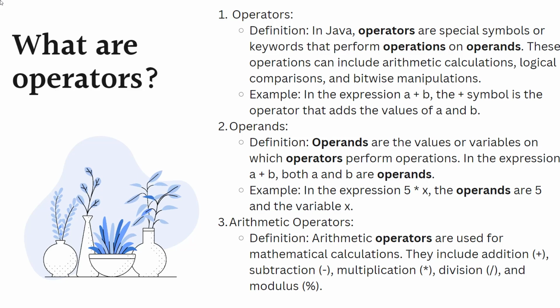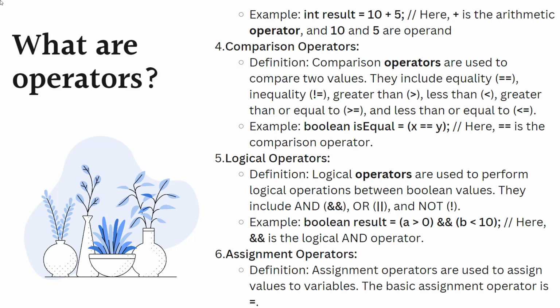Arithmetic operators. Arithmetic operators are used for mathematical calculations. They include addition, subtraction, multiplication, division, and modulus. Modulus is not so well known outside of the programming context, but what the modulus does is give us the remainder of division. We're going to see how we can use the modulus operator in code immediately. Here's the example int result = 10 + 5. Here the plus is the arithmetic operator and 10 and 5 are operands.